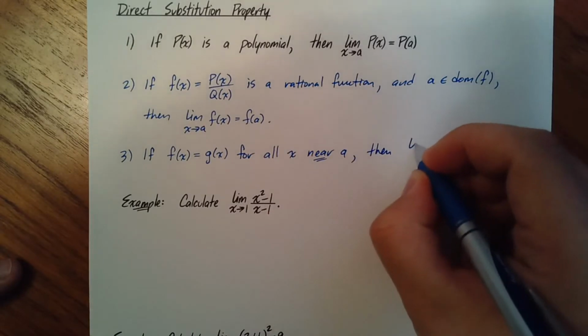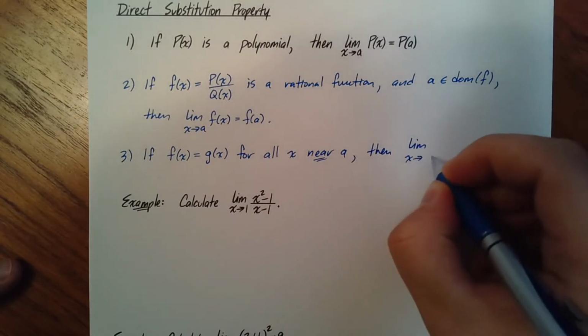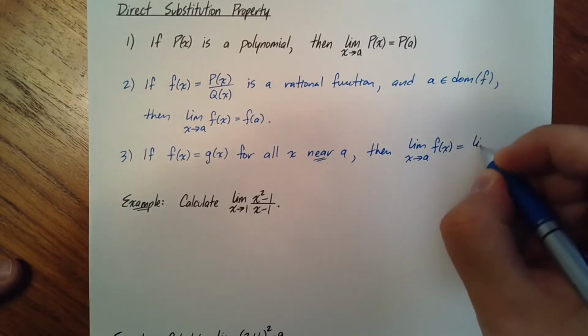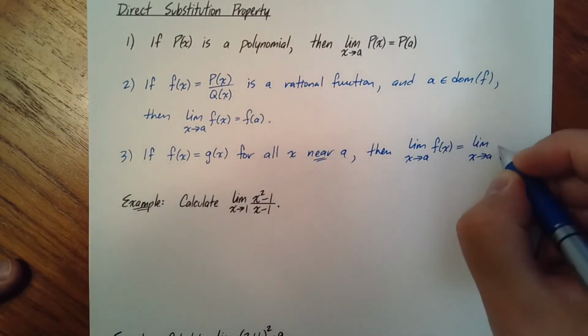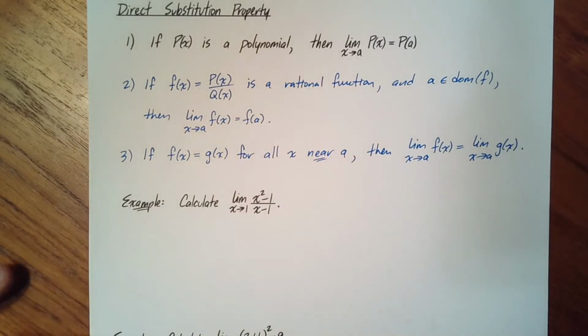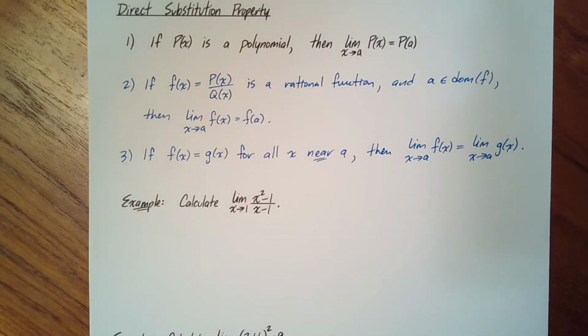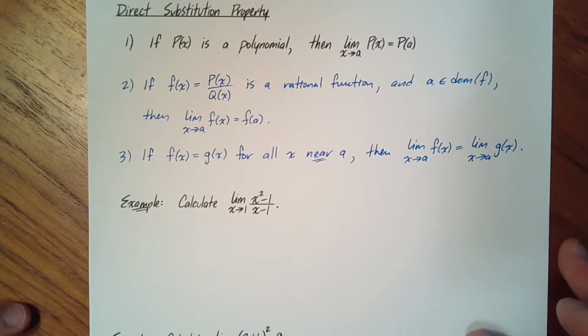So this is very powerful as well. The limit as x approaches a of f of x is going to equal the limit as x approaches a of g of x. That's actually a really powerful property as well. And if it doesn't make sense right now, it will when we use it, which is going to be in the very next example. You'll see a chance to use this property.